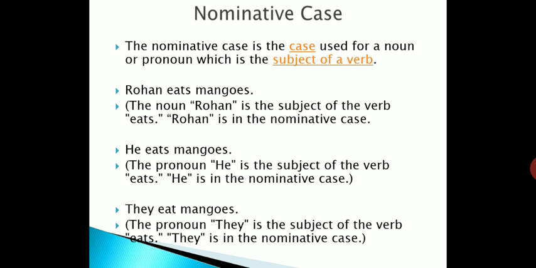He eats mangoes. The pronoun he is the subject of the verb eats, and he is in the nominative case. They eat mangoes. The pronoun they is the subject of the verb eats, and they is in the nominative case. I have given an example of noun also and pronoun also.